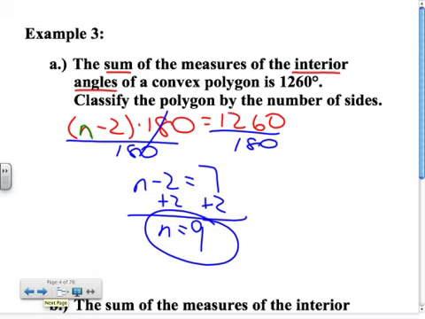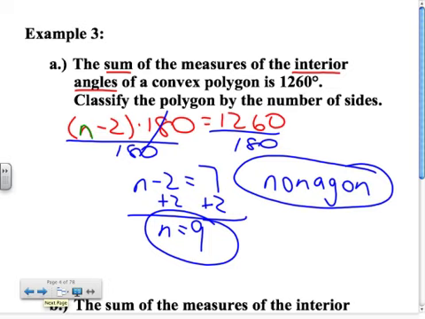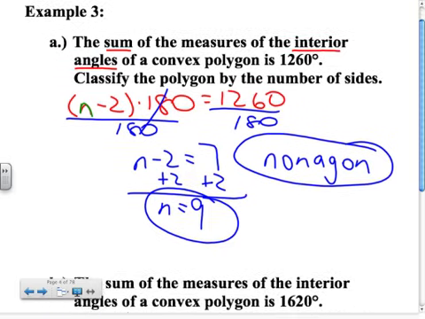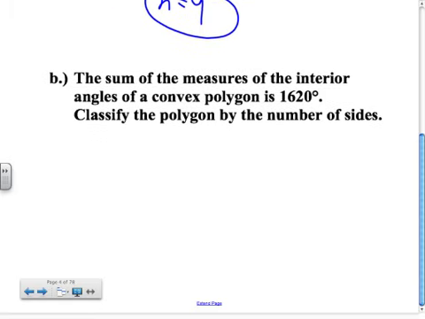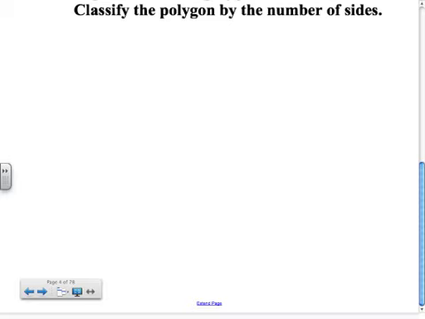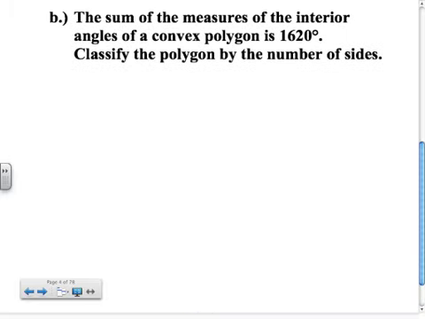classify it. If n is 9, then my figure is a nonagon. Okay, remember the name of the 9-sided polygon is a nonagon. Again, I think that's pretty straightforward, but again, just working backwards, working the other way. Okay, still using the same idea though. All right, again, check yourself right now. Pause the video, see if you have this.